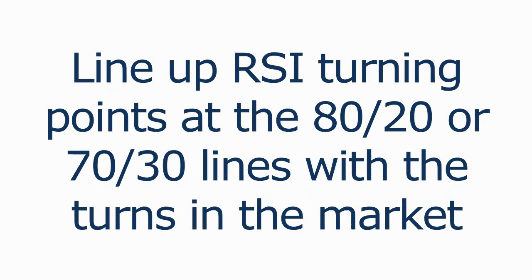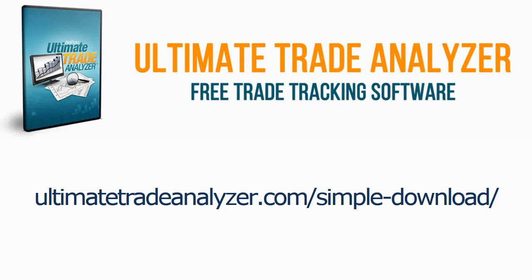And if you do decide to tweak the default settings of the RSI, just try to line up the RSI turning points at the 80-20 or 70-30 lines with the turns in the market. And if you do choose to optimize, you may want to test if the time that you spend doing so actually equates to a significant and proven edge to your trading system. And you can actually use our free trading software here to help you in your back testing of your different RSI inputs. And a longer look back is going to ease off on the volatility of the RSI, whereas a shorter look back is going to see more volatility in the indicator.